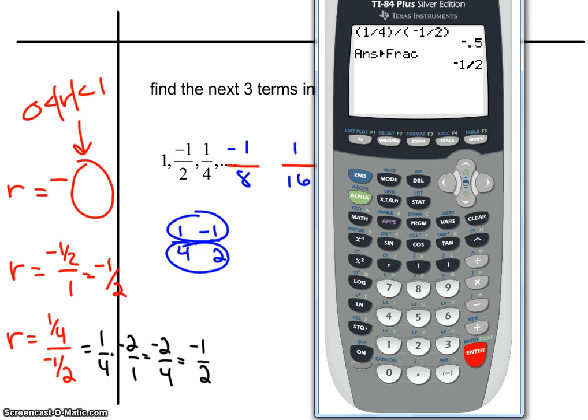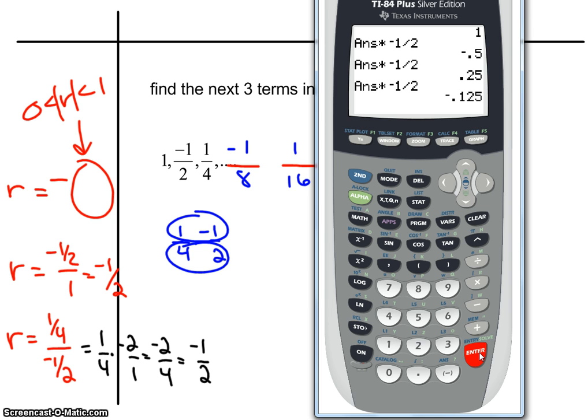Quick and easy check that I can do with my calculator. If I enter my start point, 1, and hit enter, now I'm going to use that last answer feature, where I multiply it by that common ratio of -1/2. And so I get to -0.5, which is -1/2. I could turn it into a fraction if I needed, but if I keep hitting it, it keeps doing that.